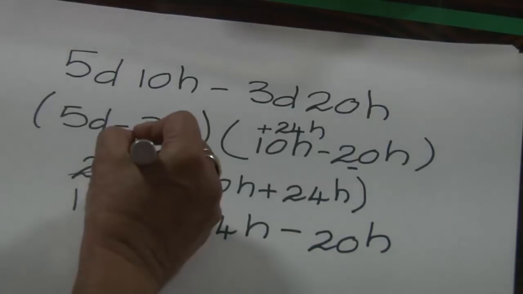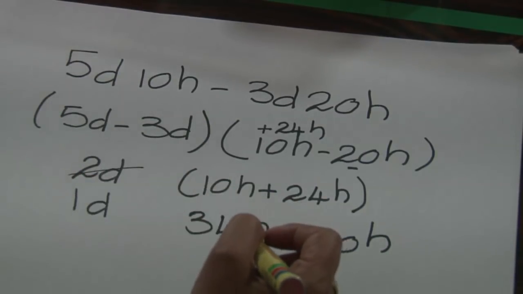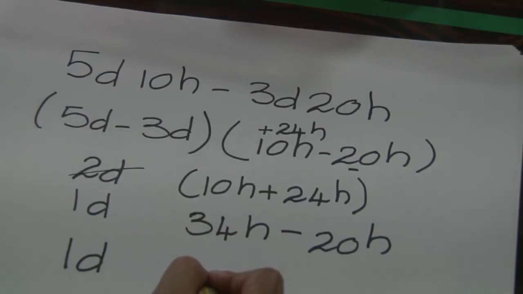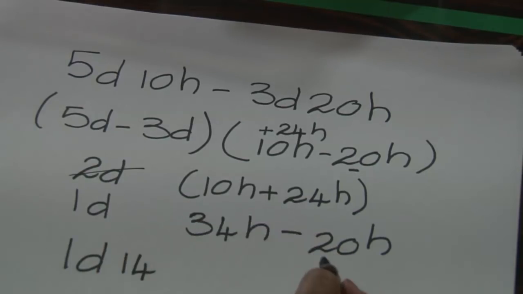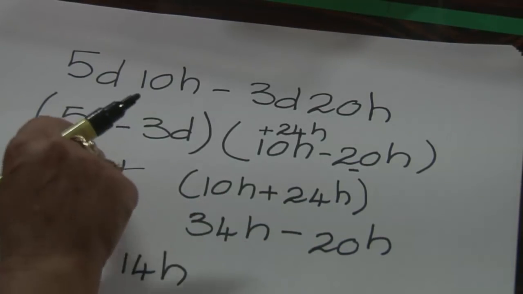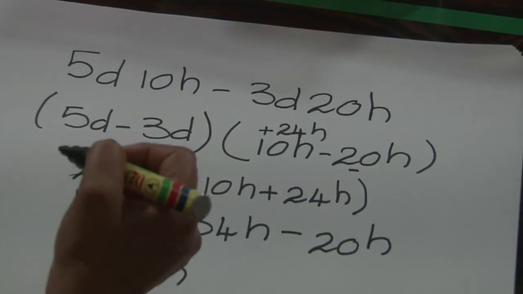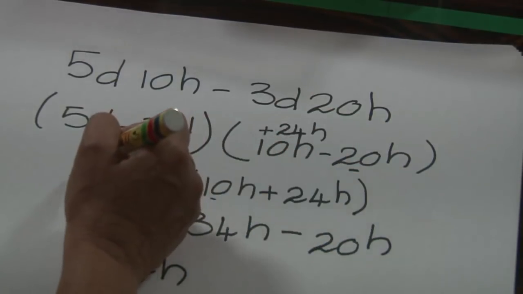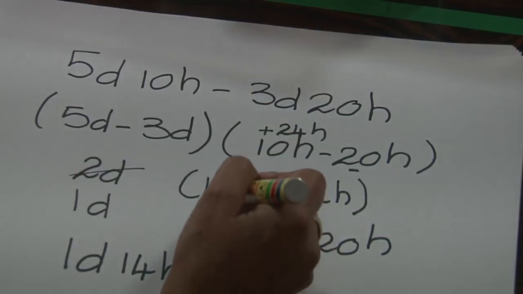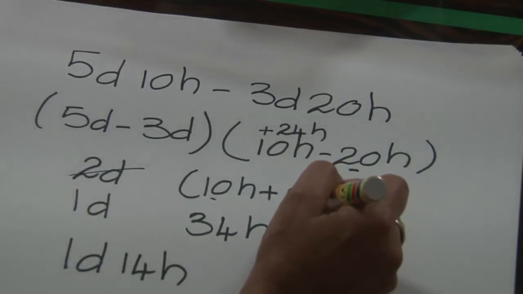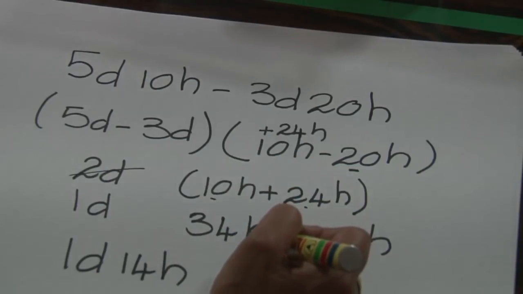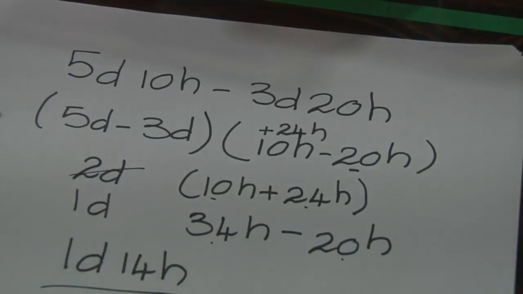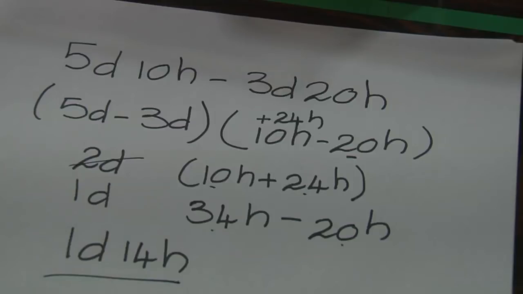What did I do? I went to borrow from my days. So at the end, I have 1 day and 14 hours. Quickly, I separate my days from my hours. The 10 hours is less than the 20 hours. So I borrowed from my days, which gives me 1 day left. The 1 day is equal to 24 hours. I add my 24 hours, which gives me 34 hours minus 20 hours. At the end, my answer is 1 day and 14 hours.